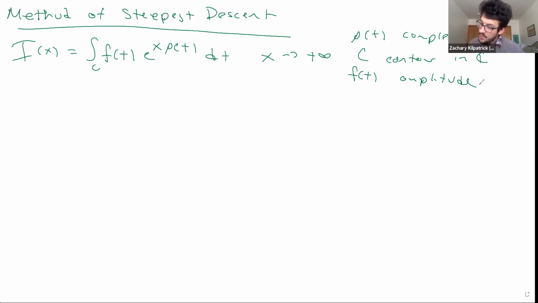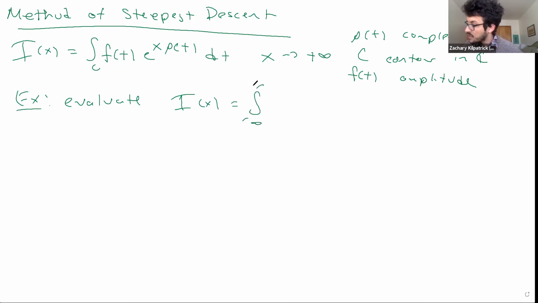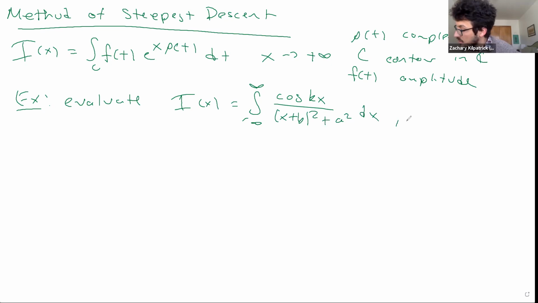And we had started by working through an example. In particular, the task was to evaluate I of x equals the integral from minus infinity to infinity of cosine kx divided by (x plus b) squared plus a squared dx. So this contour is along the real axis. k is greater than 0, a is greater than 0, b is in R.